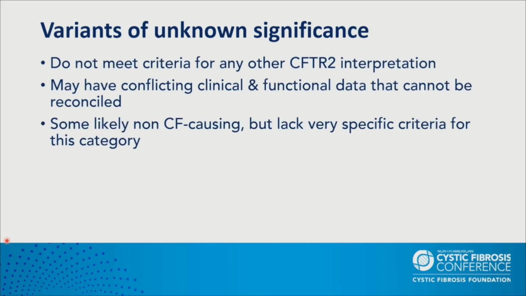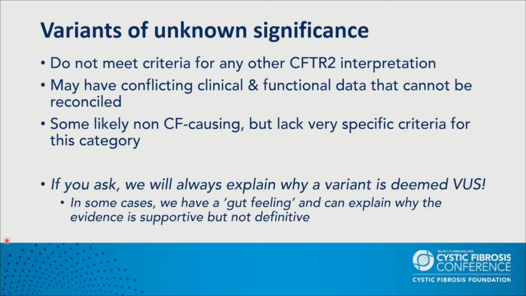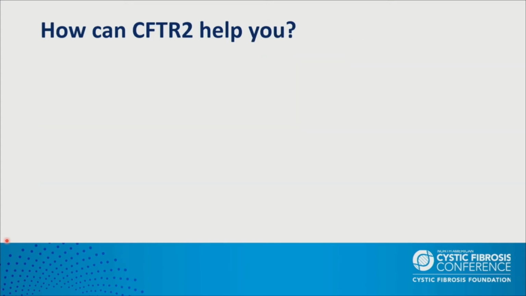Lastly, we have variants of unknown significance. These are exactly what they sound like. We can't figure out what they do. They either have conflicting data or they just don't have enough to get us over the hump of calling them something else. If you ever have any of these and you want to reach out to our team, we will typically tell you why we call something of unknown significance. Often we have some data and we either can't reconcile it or just can't figure it out. I'm happy to share that.